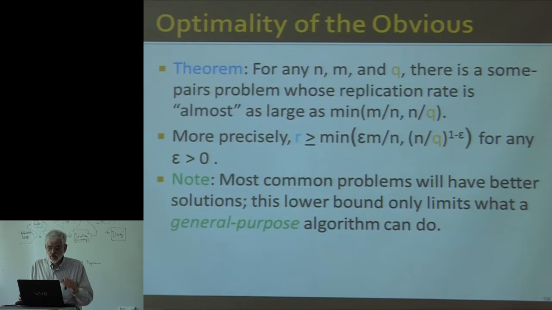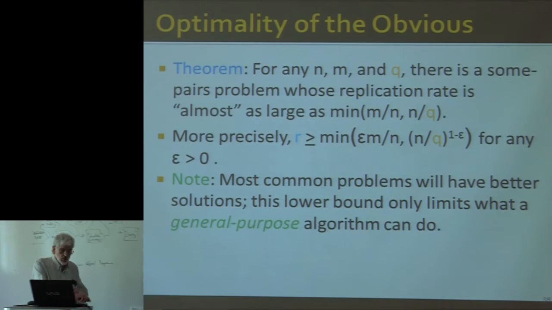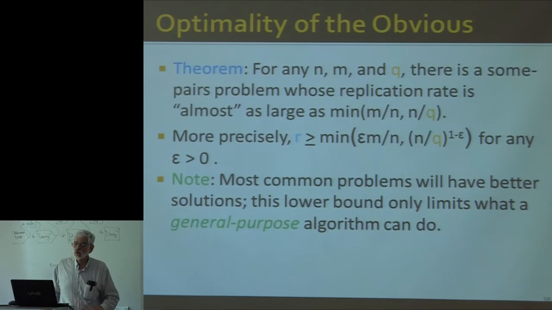And again, remember, these are general purpose algorithms. If you take any particular instance of a sum pairs problem, like, for example, the Hamming distance 1 problem, there's every reason to believe you might get something that's better than this minimum.